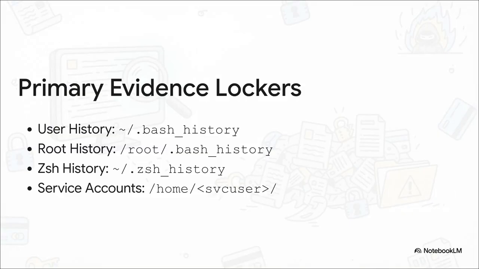These are your go-to spots, your primary evidence lockers. You're going to start with the current user's history, then check root's history. But don't forget the ones that people often miss, ZSH history files, which are a little different, and critically, the home directories of service accounts. You know, the ones used for deployments or scheduled cron jobs.